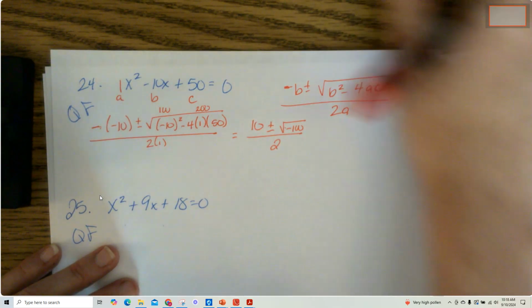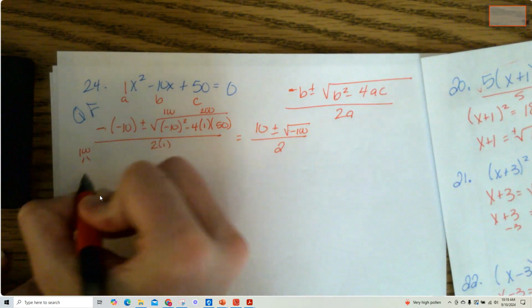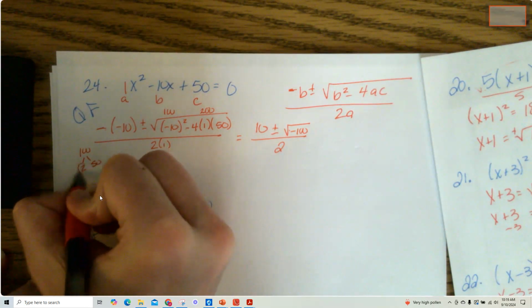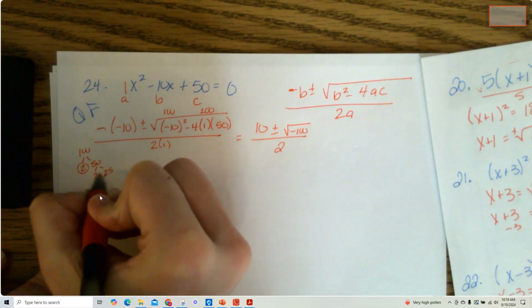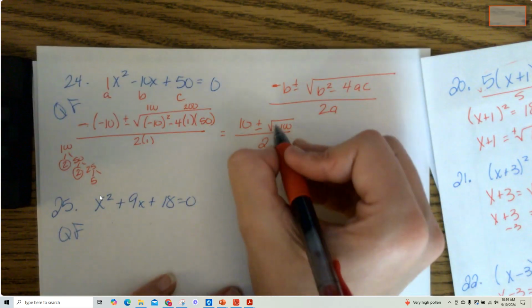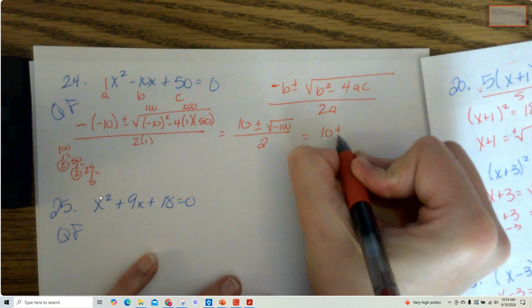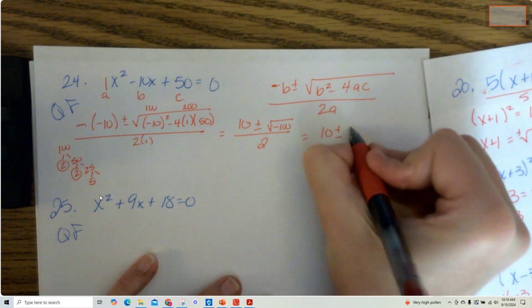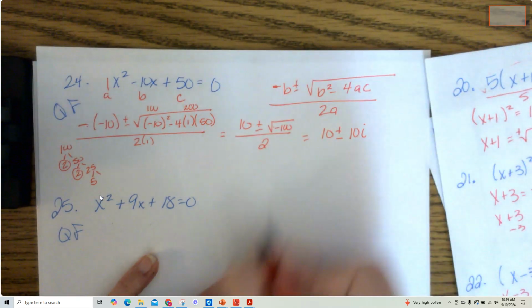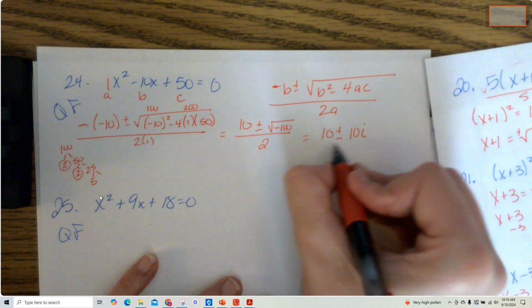This I can break down. Okay, so 100 is going to be 2 times 50. 50 is 2 times 25. 25 is 5. Oh, sorry. I'm losing my mind, y'all. Would be 10i. Square root of 100 is 10. Square root of negative 1 is an i.